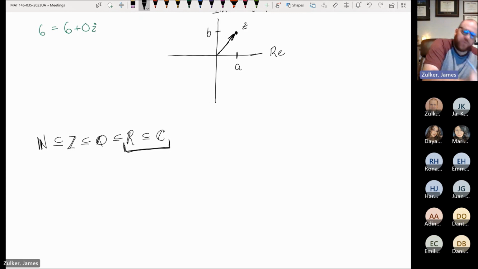Right. So for the numbers that we're going to be dealing with, you're right. Every number we deal with in the vast majority of math courses are complex numbers, right? Because for the most part, we deal with reals, but reals are complex.